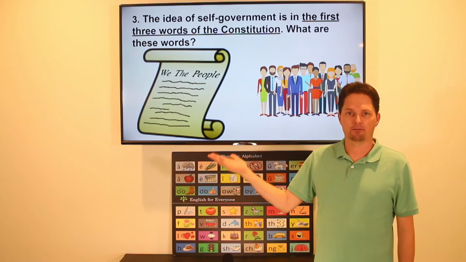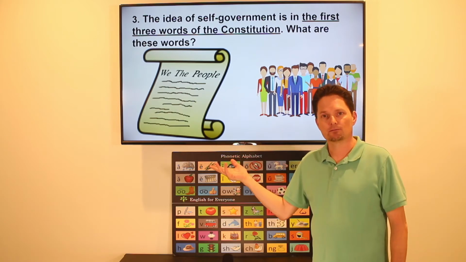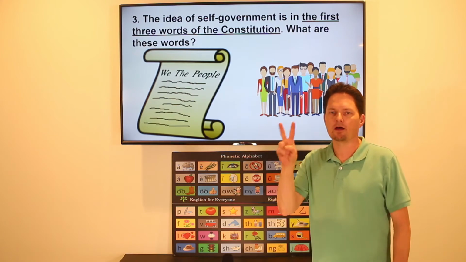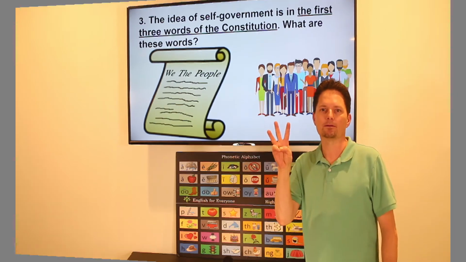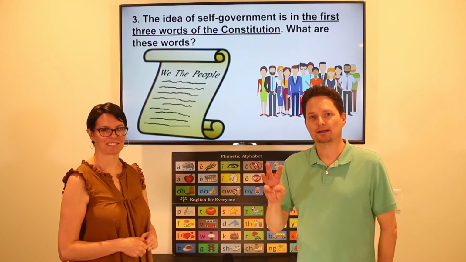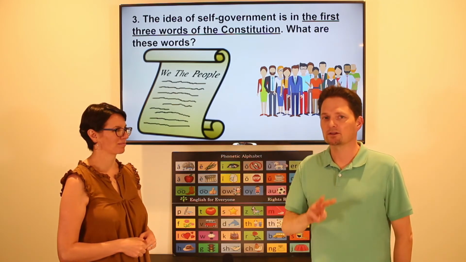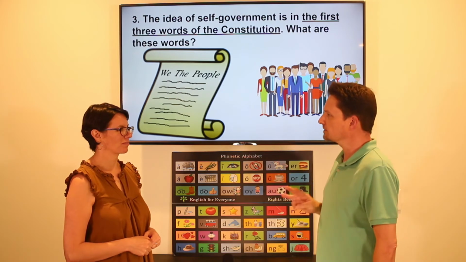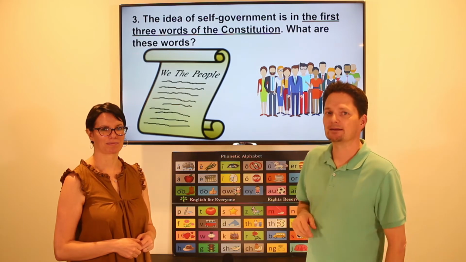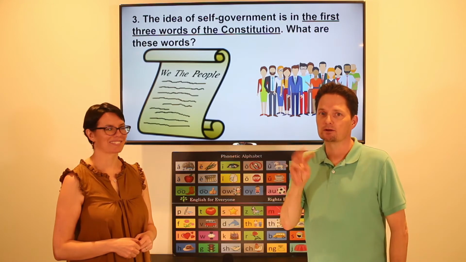Question number 3. The idea of self-government is in the first 3 words of the Constitution. The first 3 words. What are these words? We the people. Let's practice question 3. The idea of self-government is in the first 3 words of the Constitution. What are these 3 words? We the people. That's right. What are these 3 words? Respond.